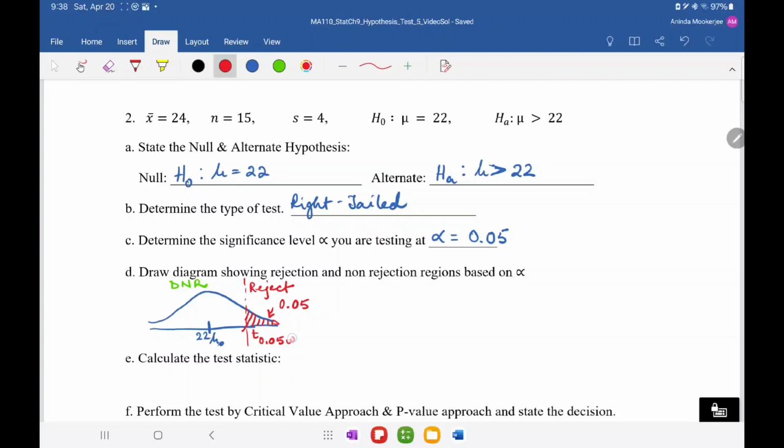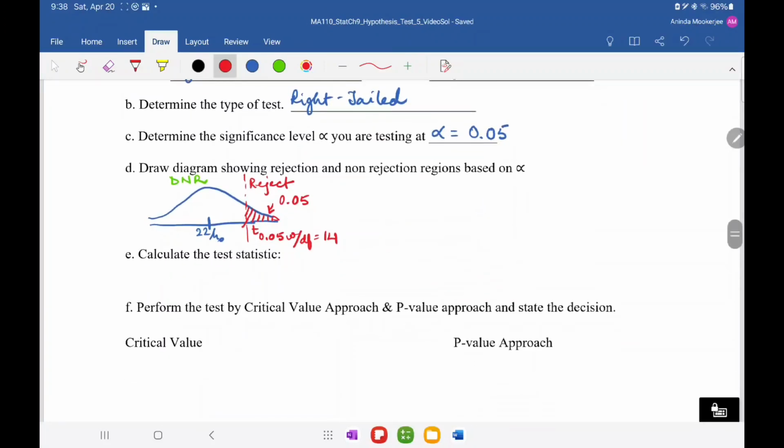So there's going to be certain degrees of freedom, which is derived again from n. So df is n minus 1, which is 15 minus 1, which is 14. n is 15. The degrees of freedom will be 14. Now, part E says calculate the test statistic.